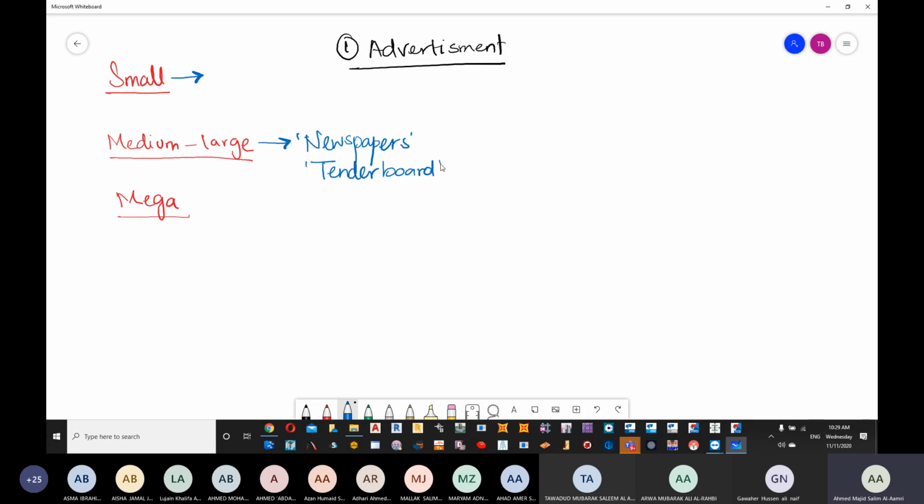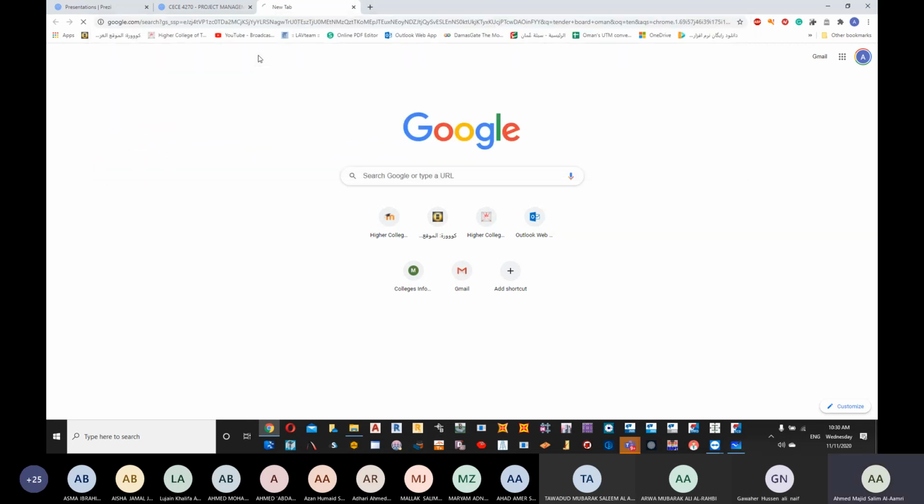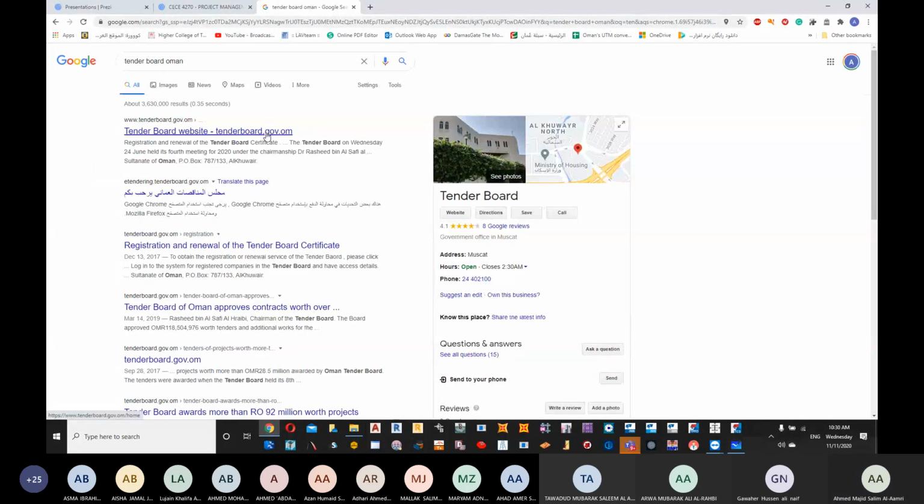Tender board, as Azan said, in Oman, the responsible authority for evaluating the offers is whatever we call the tender board, or مجلس المناقصات. Do not try to translate the names directly. Tender board is مجلس المناقصات. So you can go and search for the tender board Oman, and you can see here.